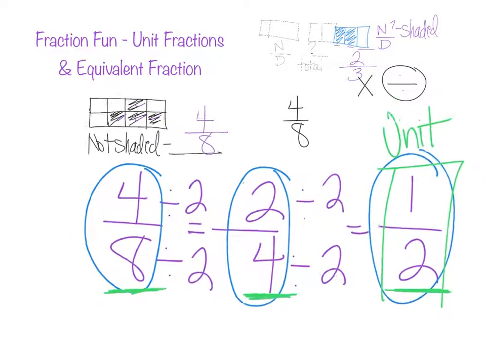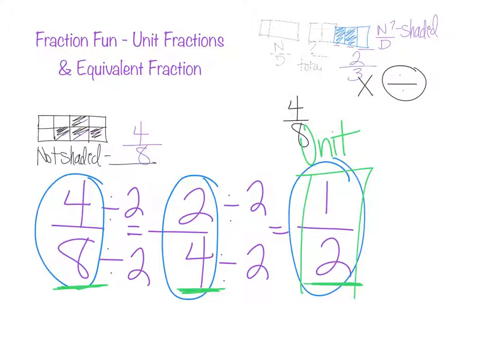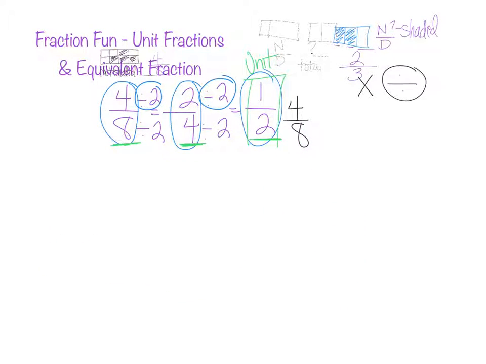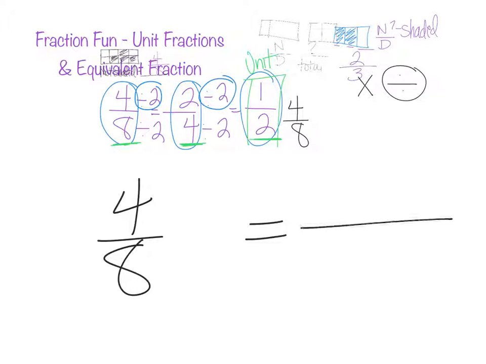Now I want you to notice that when I was doing this to find the equivalent fraction to get down to a unit fraction, I was dividing, but I did it in 2 steps. So I divided by 2, and I had to do it again. Some of you might have noticed right away when we had 4/8 that it could have been done in 1 step. What could you have divided by in 1 step to go straight to a unit fraction? That's right, divide by 4.